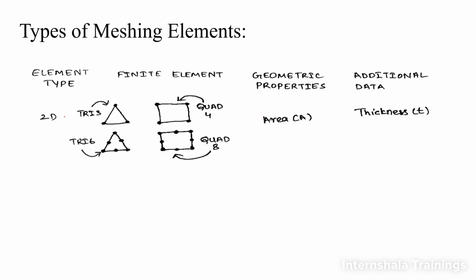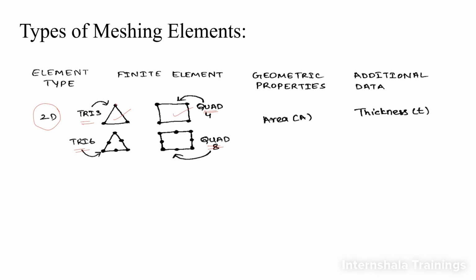The next type of elements are 2D. 2D means it is having two dimensions. Instead of one dimension, it is having two dimensions. So the type of elements will be either tria 3 and tria 6 or quad 4 or quad 8. If you are able to observe, there are two types of areas. One is the triangular area and the other is the quadrilateral area.